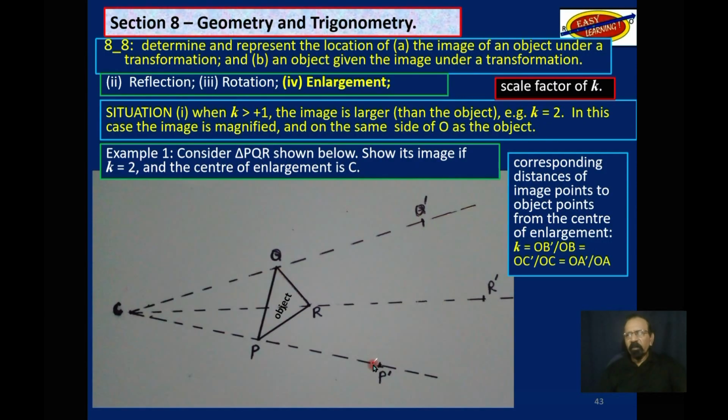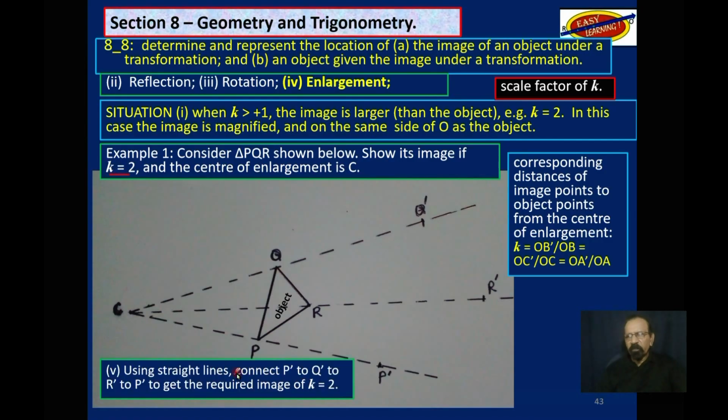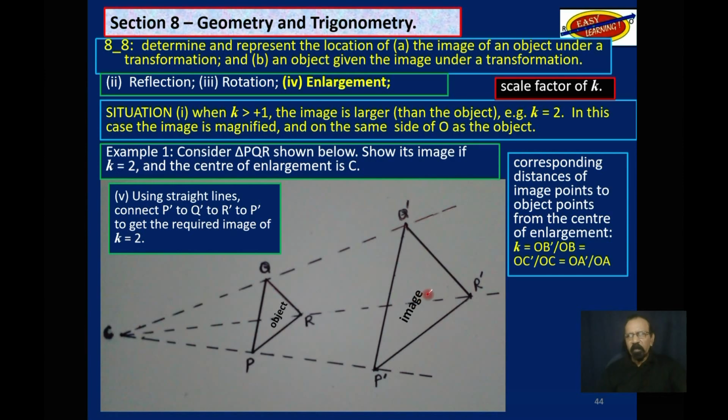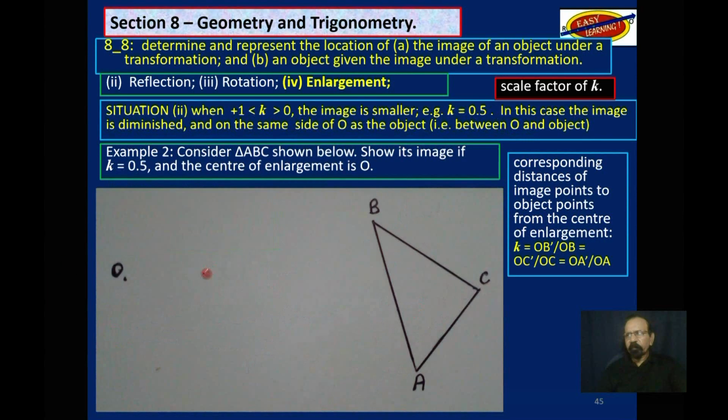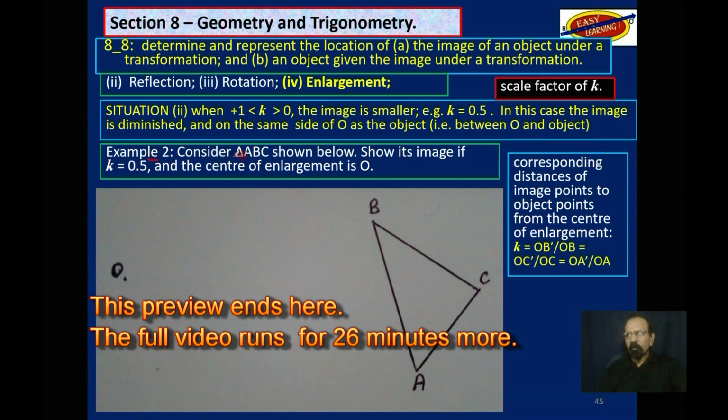Now, once you have those 3 image points from the object at a scale factor of 2, using straight lines, connect P prime to Q prime to R prime back to P prime to get the required image. So this is the image. This is the center of enlargement. And that is the image at k is equal to 2. Now, example 2. Consider triangle ABC shown below.